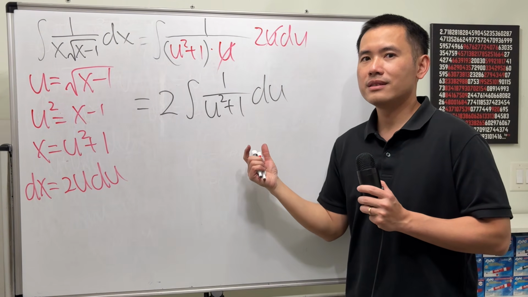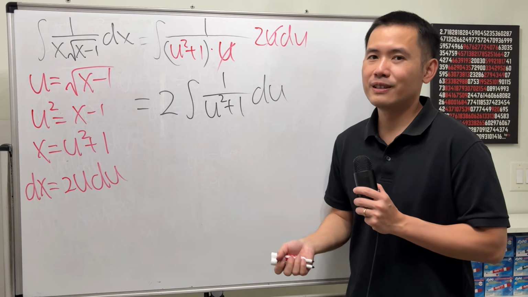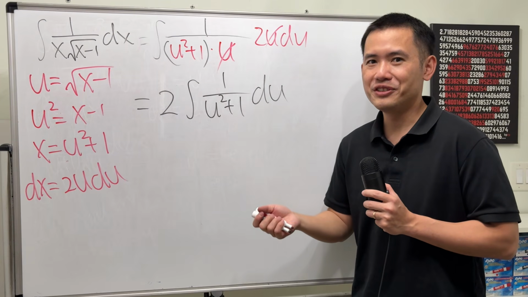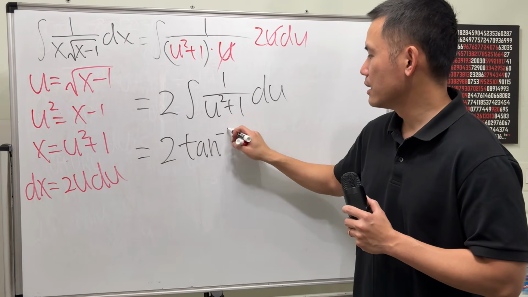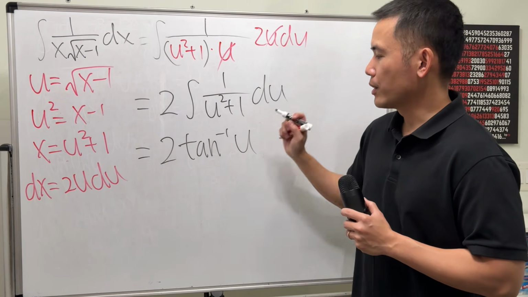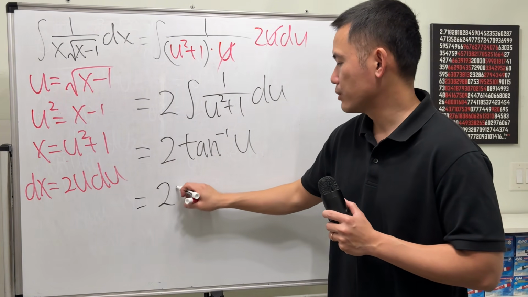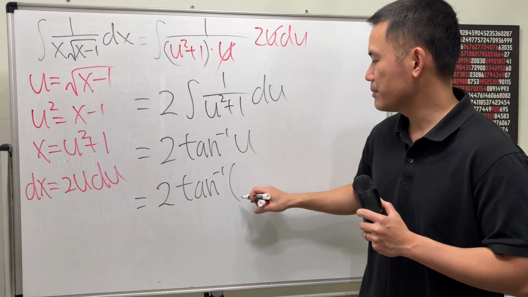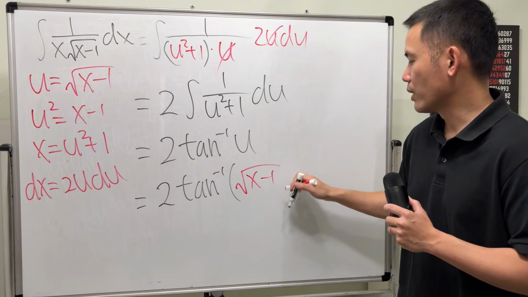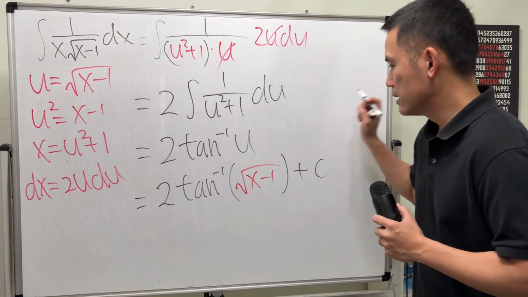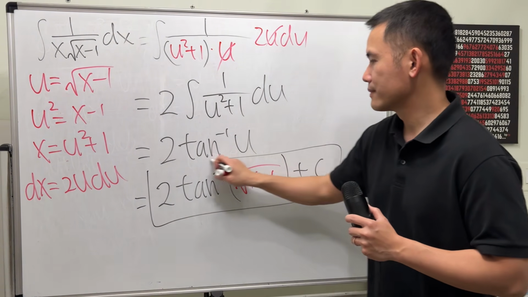Now, do we recognize what function's derivative will give us this? Yes. Inverse tangent. So the answer is 2 times the inverse tangent of u. And I'm not going to put on the plus c yet because I haven't gone back to the x world. So the last step, u is the whole thing, right? Square root of x minus 1. And then plus c. And then we are done.